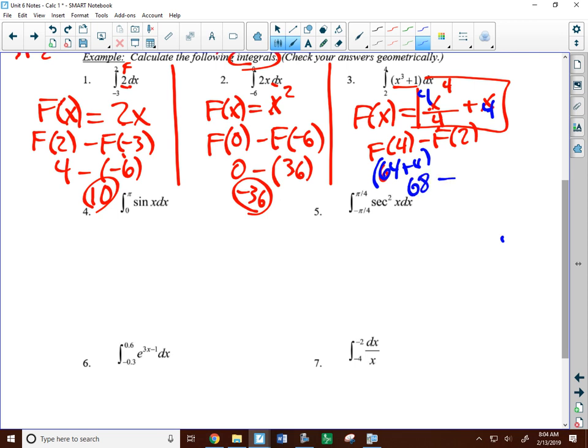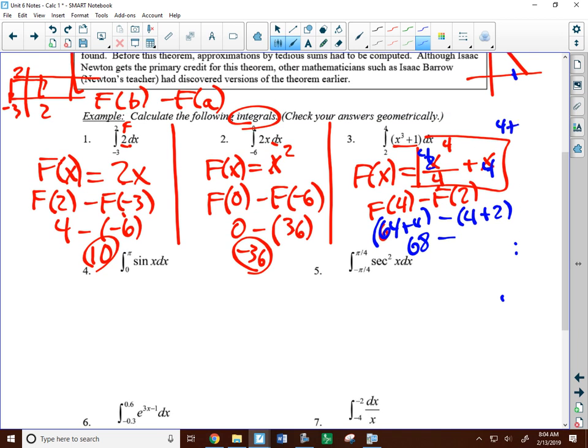If you don't want to, you can show that work there, it's optional. Minus, then I plug in 2. 2 to the 4th is 16, divided by 4 is 4. Is that right? Plus x is just 2. So 4 plus 2 is 6, and 68 minus 6, so we get 62.